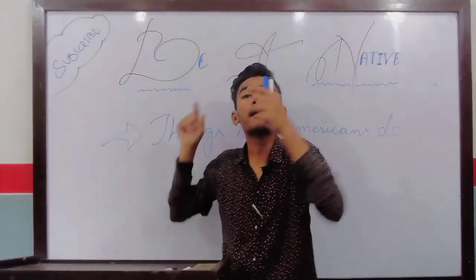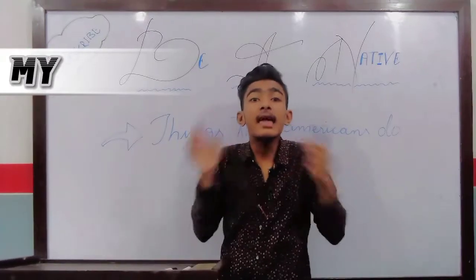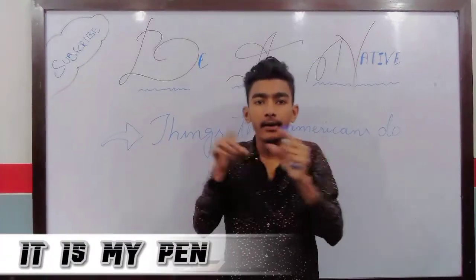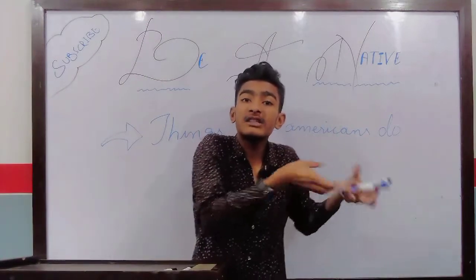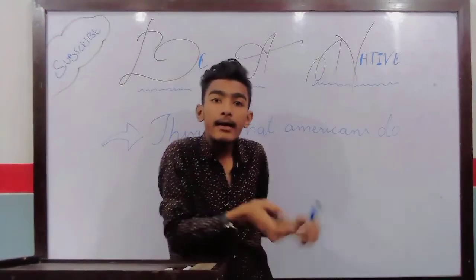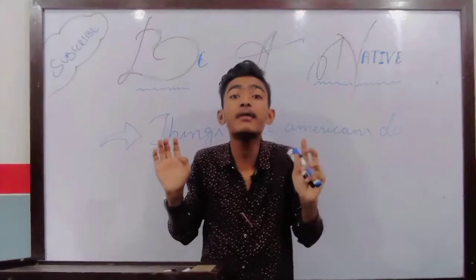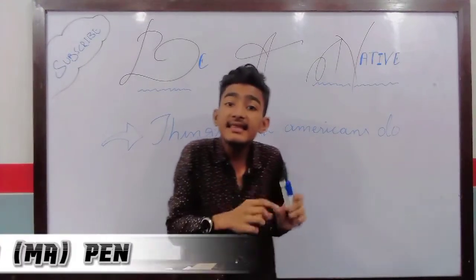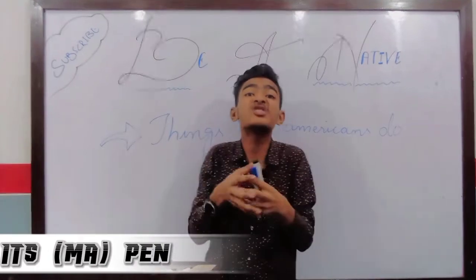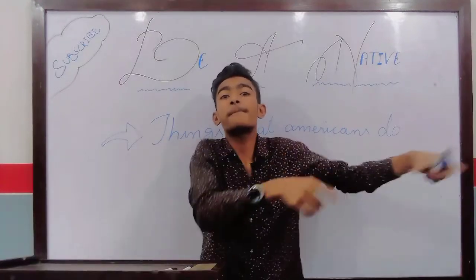For example, if you talk about my, you can say, it is my pen. They pronounce the word into ma. So how do they say it? They'll be like, it's ma pen. It's not "it's my pen." It'll be super speedy if you sound it: it's ma pen.